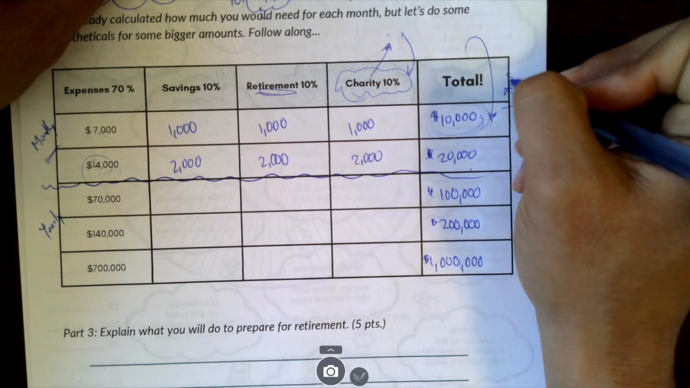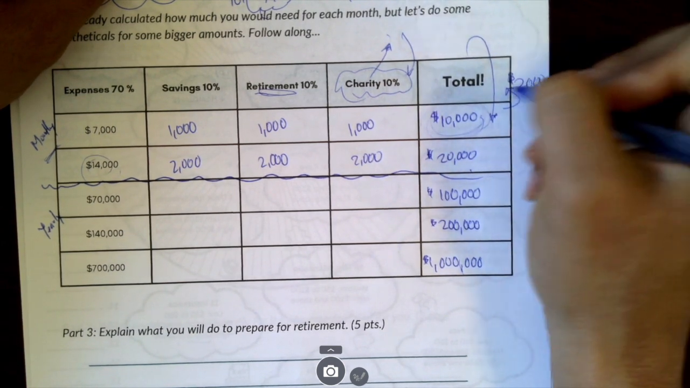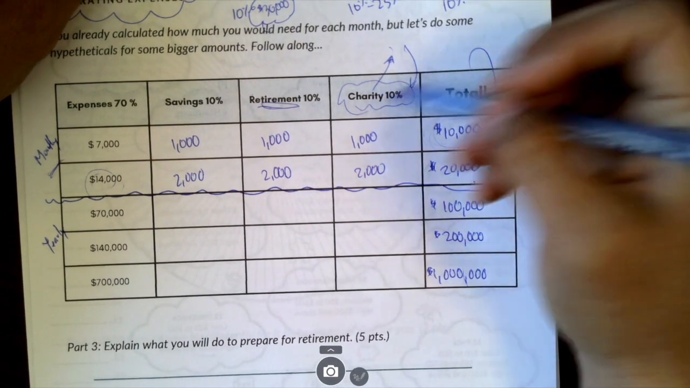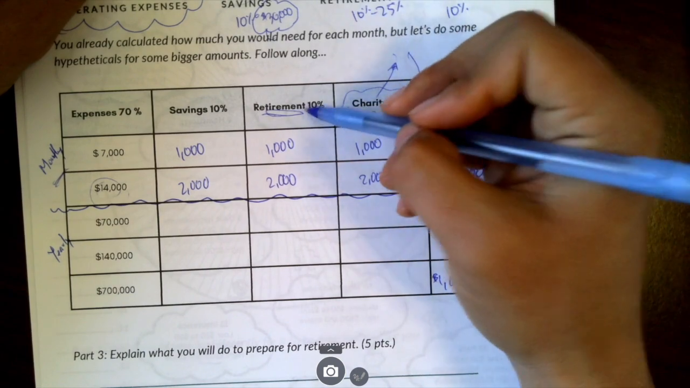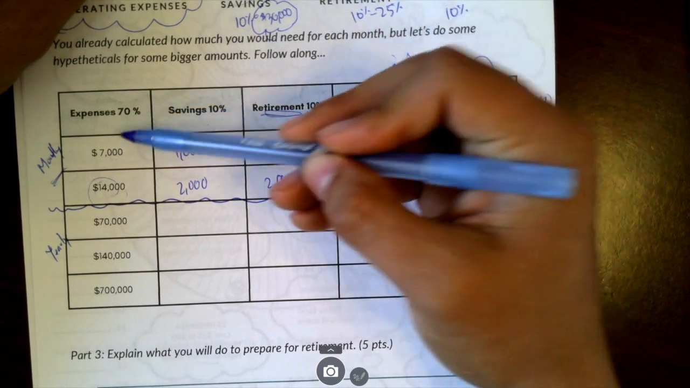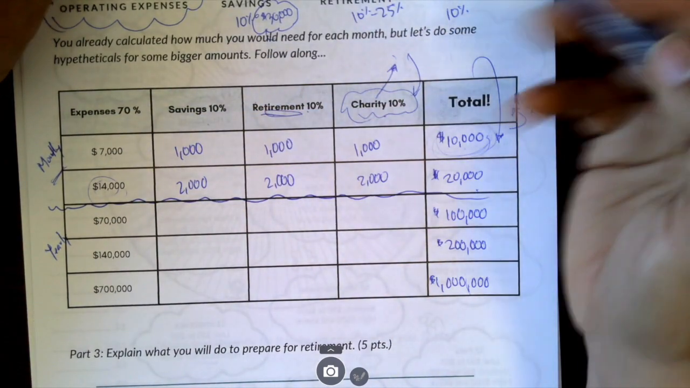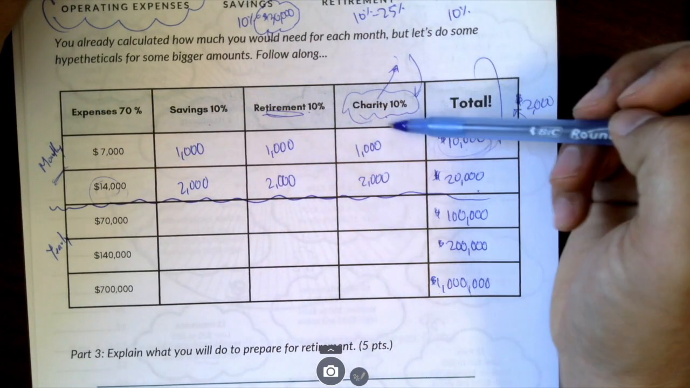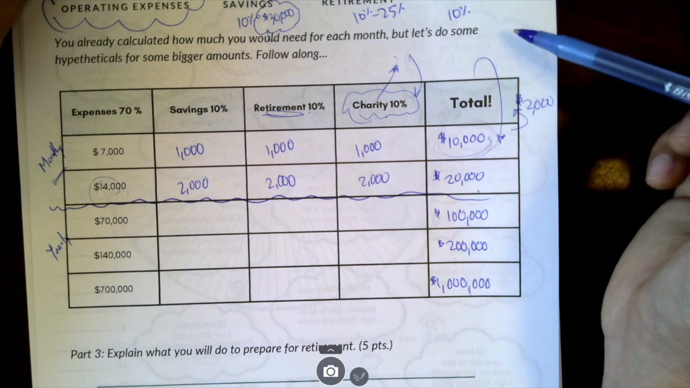I might, just so you guys can see, if you earn $2,000, how much should you be putting in? Well, 10% would be $200, and then the rest would be over here, which would be $1,400. That's how much you would spend, and then the rest you would save.